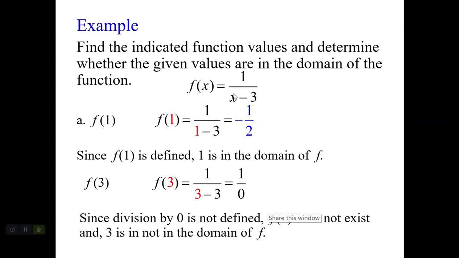If you replace the x by 3 in, what happened? Well, look at that. 3 minus 3 is going to be 0. So this one is called undefined. And y doesn't exist. We usually call it DNE, does not exist, right? So that means x cannot be 3 because it makes y undefined.